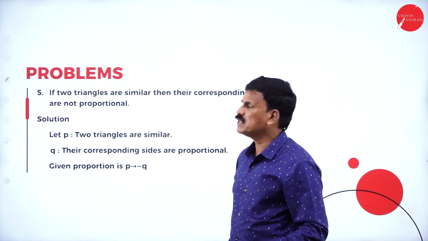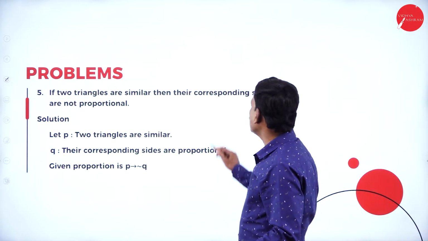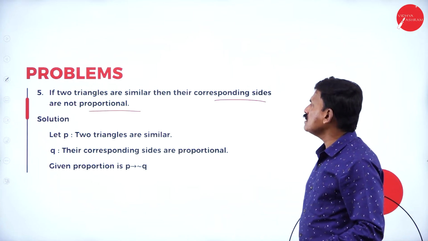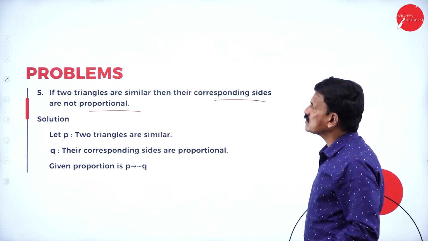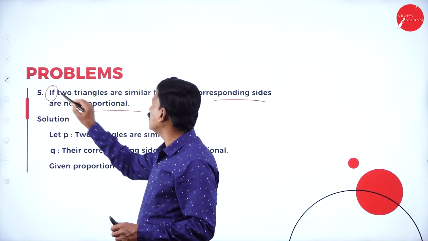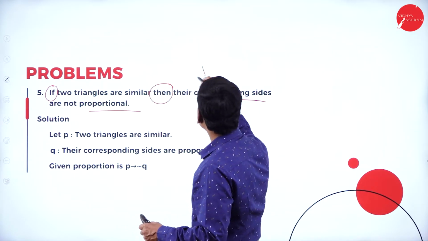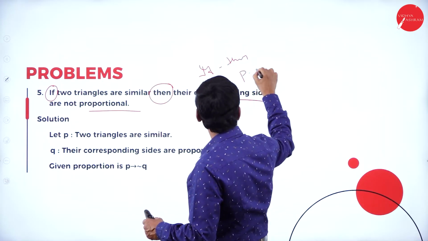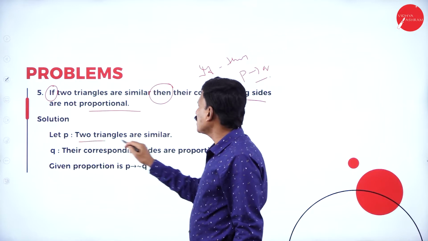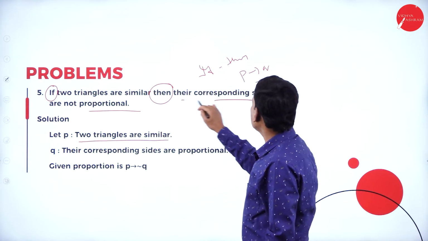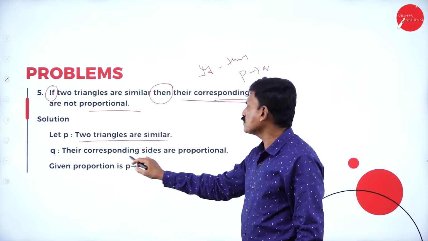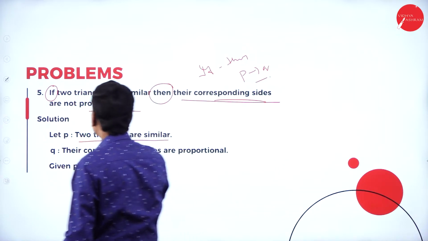Let us take one more example. If two triangles are similar, then their corresponding sides are not proportional. Just by looking at the statement, you can say that it started with if and then. If then means definitely this is a conditional statement. First point, it is a conditional statement. If two triangles are similar, that is P. Then their corresponding sides are not proportional. Their corresponding sides are proportional is Q, and hence here they have taken not.